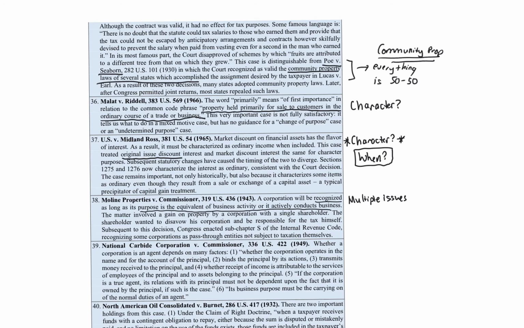The next case, National Carbide Corporation versus Commissioner. This is an agency case. That's another one of these multiple issues. The Moline case and National Carbide go together as some of the most important cases dealing with corporate tax, whether you actually have corporate tax issues. Whether a corporation is an agent depends on many factors. So recently we were talking about factors tests. Here's a factors test: whether a corporation is an agent depends on many factors. National Carbide provides a list of factors.